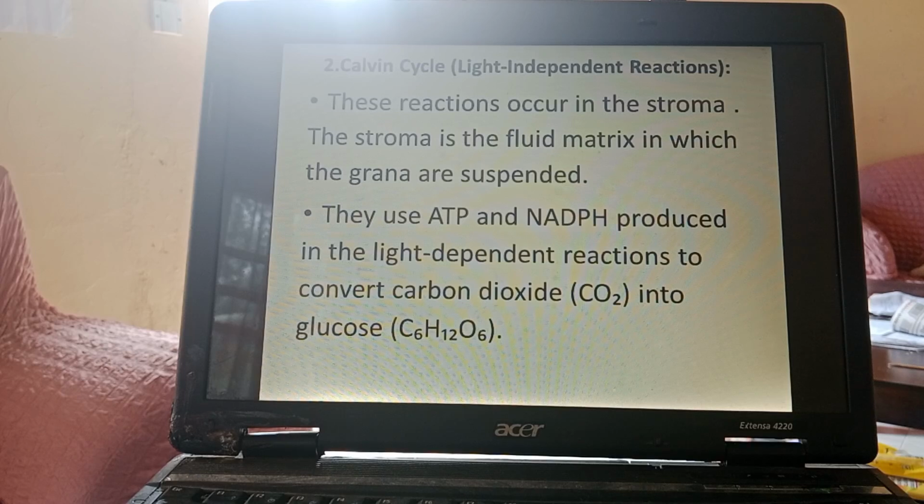The second phase is known as the Calvin cycle, or the light-independent reactions. They don't require light. Sometimes this is known as the dark stage. The other one is known as the light stage. These reactions occur in the stroma. The stroma is the fluid matrix in which the grana are suspended. They use ATP and NADPH produced in the light-dependent reactions to convert carbon dioxide into glucose.